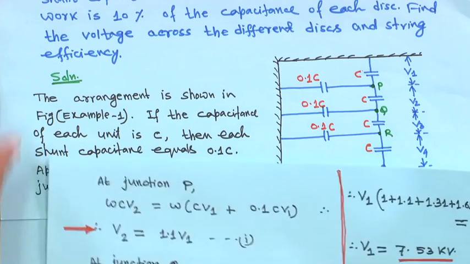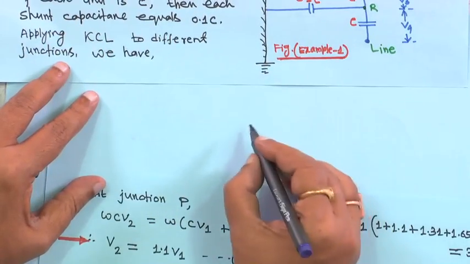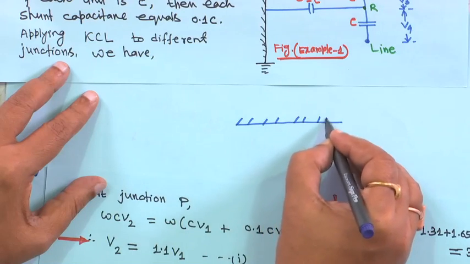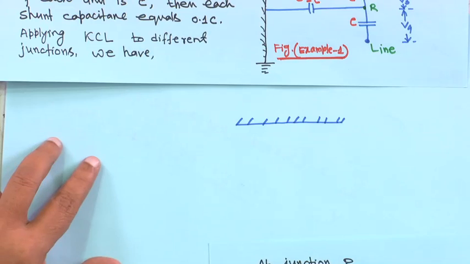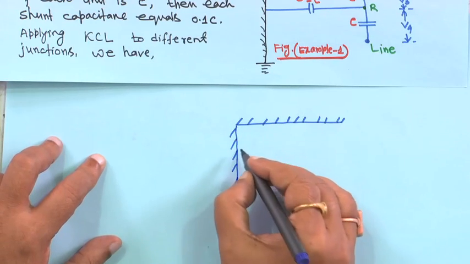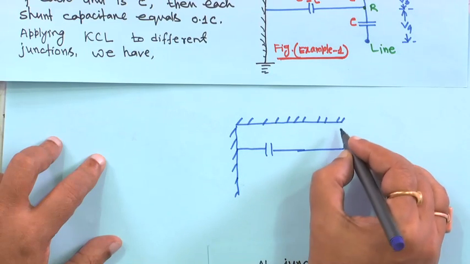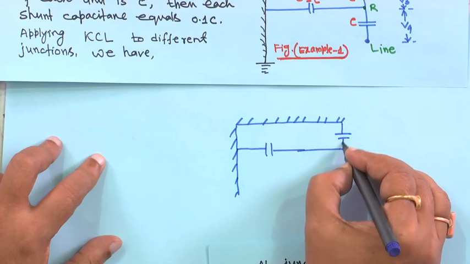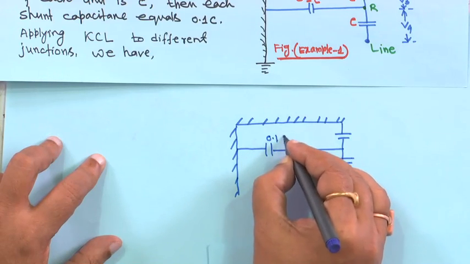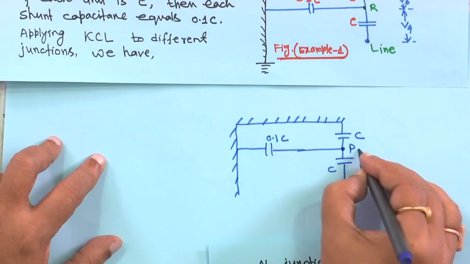I mean, if you have any understanding problem, I am just drawing one for you. Take the first one, this is your cross arm, and this is your supporting tower. This is the first one I am making for you, and this is 0.1 C, and this is C, and this is C. This point is P.